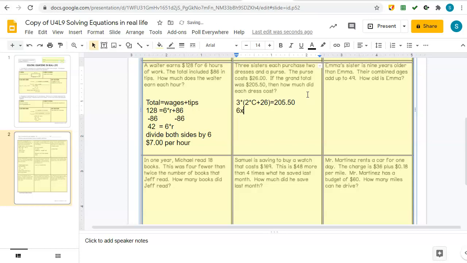Let's go ahead and distribute first. So we get 6x plus 78 plus 78. Note that it was 3 times 2c plus 3 times 26. That equals 205.50. We're going to subtract 78 from both sides.